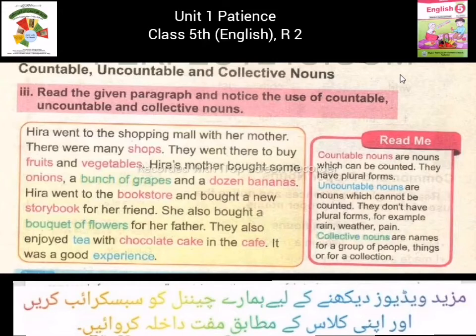Hera went to the bookstore and bought a new storybook for her friend. So in this sentence, bookstore and storybook are countable nouns. She also bought a bucket of flowers for her father. So here bucket of flowers are collective nouns. They also enjoy tea with chocolate cake in the cafe. So here the tea is uncountable because we cannot count the drops of tea. So that's why tea is uncountable noun. Chocolate cake and cafe are also countable.